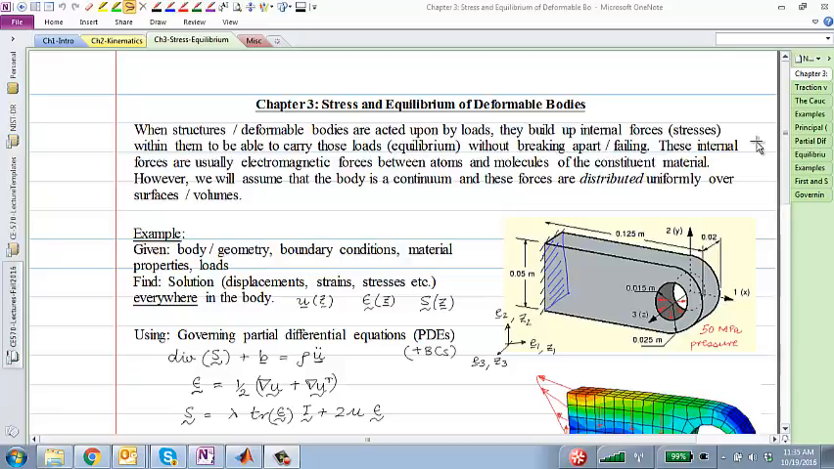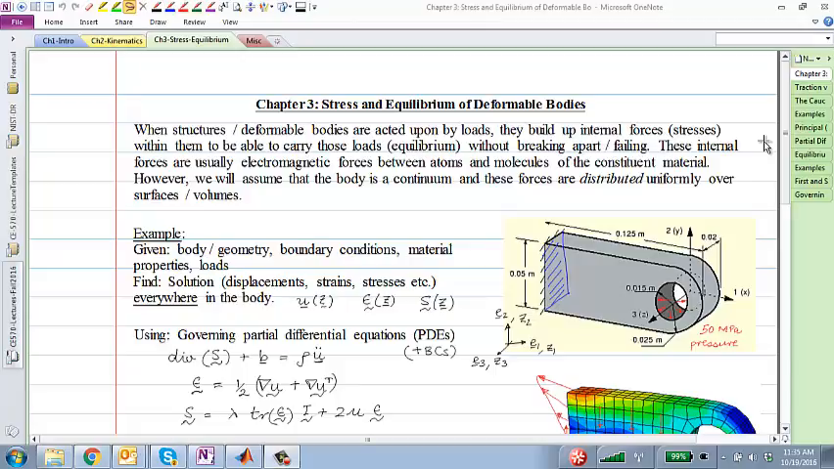Okay, so let's jump into the material. Last time we had started out this new chapter on stress and equilibrium of deformable bodies. So I think last time basically what I was introducing was how do you determine whether a deformable body is going to be in equilibrium or not.